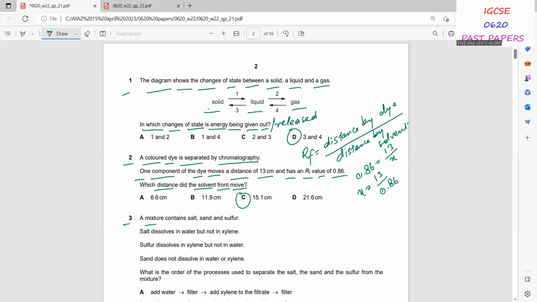Number 3, a mixture contains salt, sand, and sulfur. Salt dissolves in water but not in xylene. Sulfur dissolves in xylene but not in water. Sand does not dissolve in water or xylene. What is the order of the processes used to separate the salt, the sand, and the sulfur from the mixture?